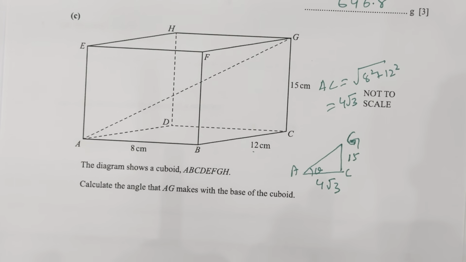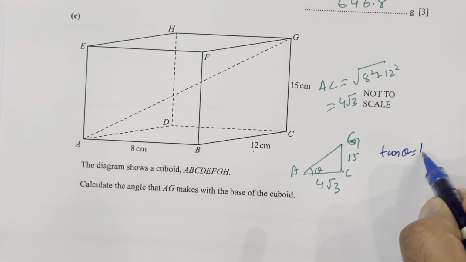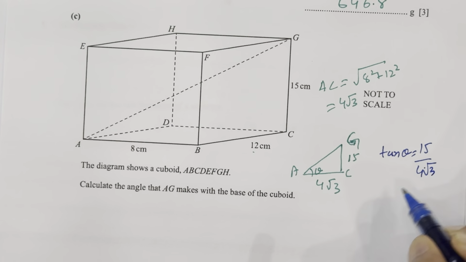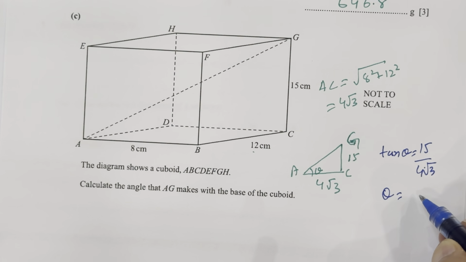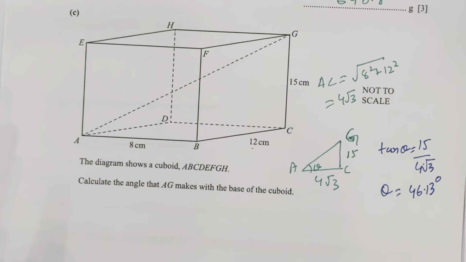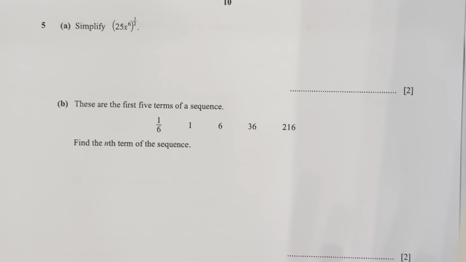You can solve it by tangent theta. Tangent theta is equal to 15 over 4 under root 3. You get the value of theta by taking tangent inverse of 15 over 4 under root 3, that is equal to 46.13 degree. So this was the easy question. Okay, moving to question number 5.